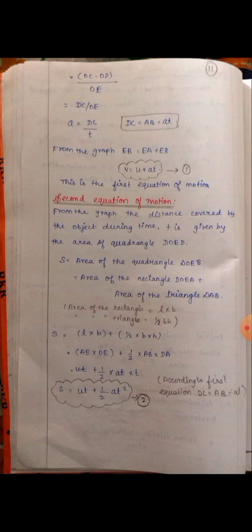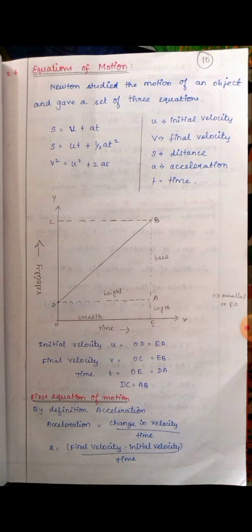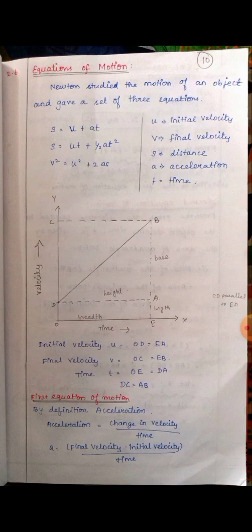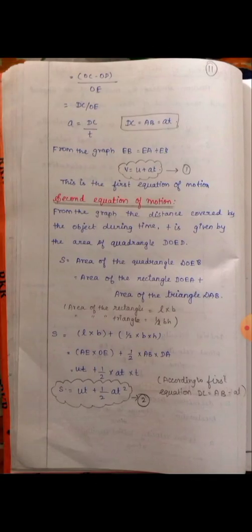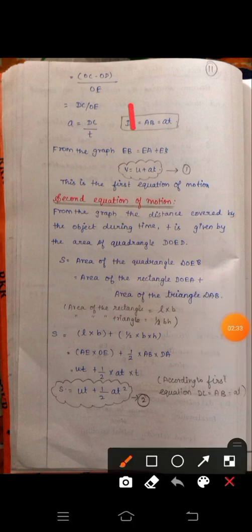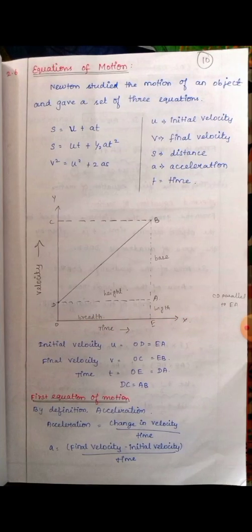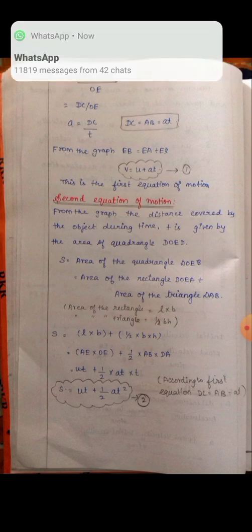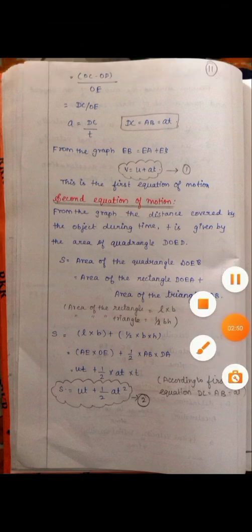What is the AE value? It is the initial velocity U. Next, OE is time T. Next, plus half AB. In the first equation of motion we found AB is equal to AT. So AT into DA, which is T, time. So we are having half. So S is equal to UT plus half AT square. Are you clear?